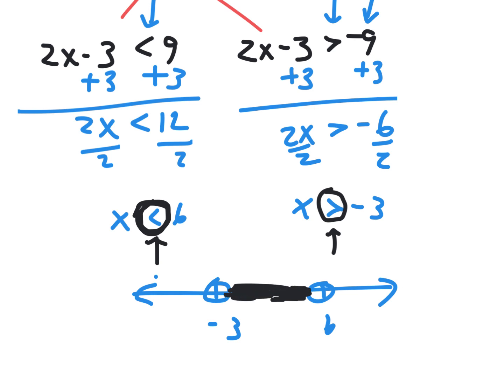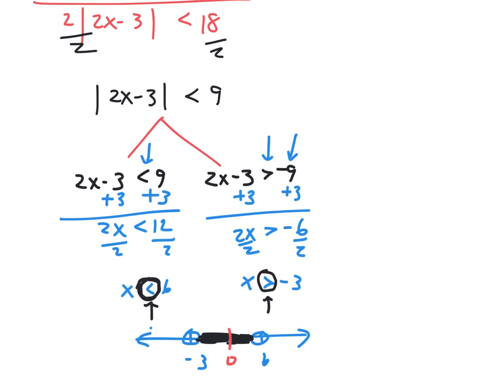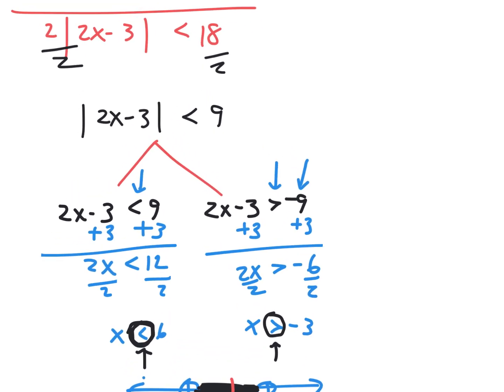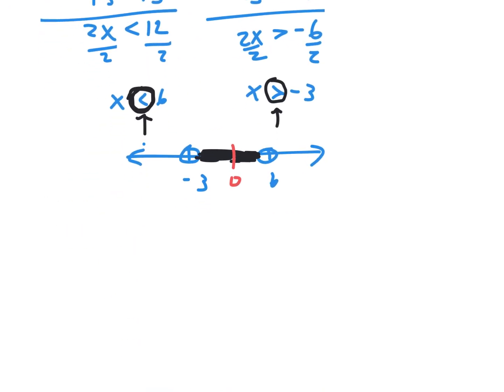But what about that thing where you test intervals? You could totally do that. What's between negative 3 and 6? 0 is. I go stick 0 in the problem. Anywhere, like I'll pick this part of the problem, put a 0 in here, and I'd have absolute value of negative 3, which would be 3. 3 is less than 9. That's true. So that worked. So we shade here.